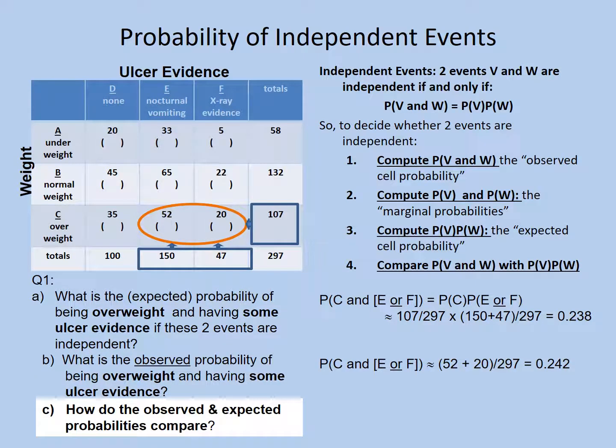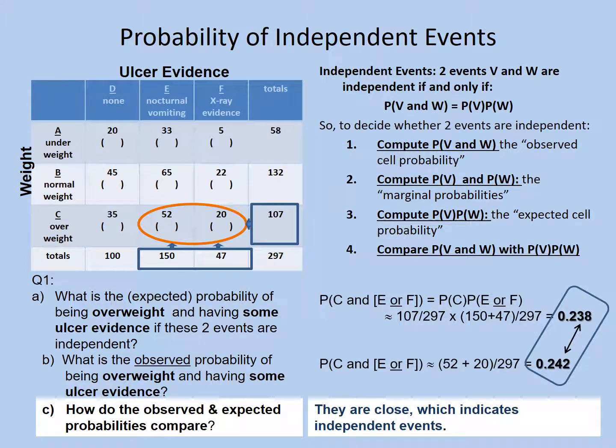So how do these observed and expected probabilities compare? 0.238, the expected cell probability, and 0.242, the observed cell probability. Comparing the observed and expected cell probabilities, we find that these two are very close, which indicates that the two events, being overweight and having some ulcer evidence, are independent events.